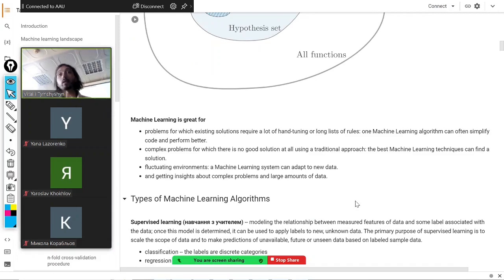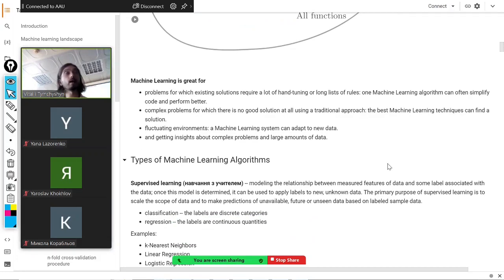Okay, so machine learning is good, as I told you, for problems where the list of rules needed to get a solution is getting too complicated or too convoluted. So machine learning code can simplify that in some way. You can use it for fluctuating environments. If something is changing in the environment, your machine learning system will be able to adapt to that new environment, and that's really good.